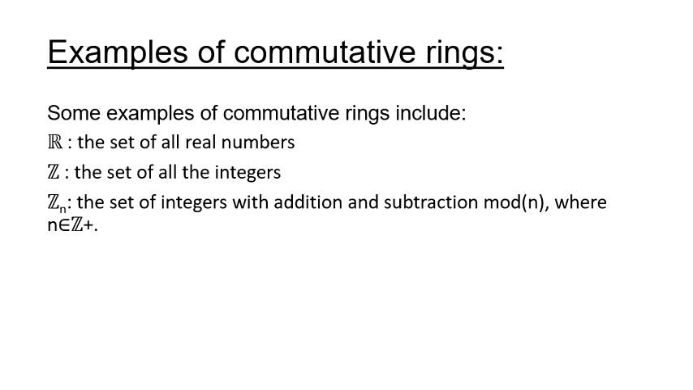Some examples of commutative rings are the set of all real numbers, the set of the integers, and the set of the integers with addition and subtraction mod n, where n is an element of the positive integers.